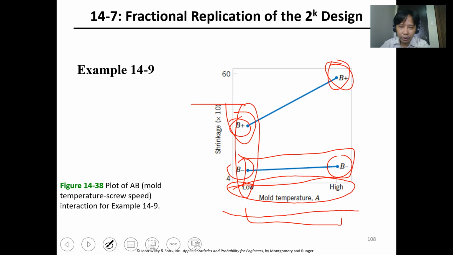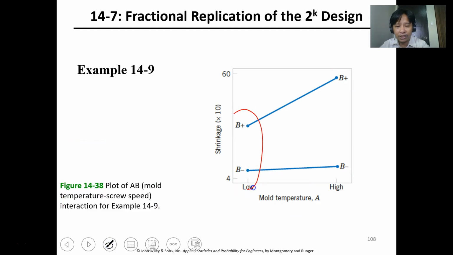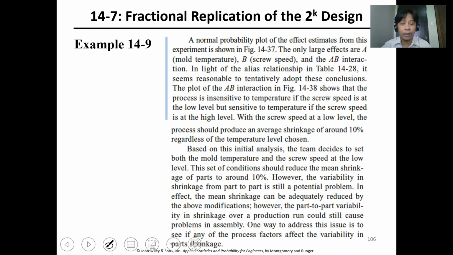Okay. For this one, ganun din. Yung low temperature, as you increase the speed, medyo may impact na. Okay? So, may significant impact or effect yung change ng speed. Mas lalo na sa high temperature. As you increase the speed, nag-i-increase din yung shrinkage value. So, yun lang yung sinasabi natin.